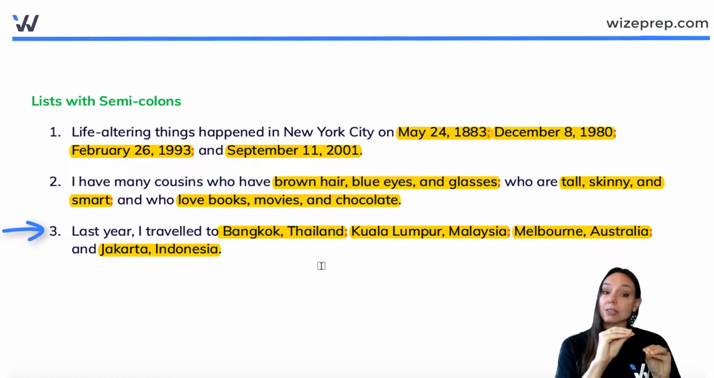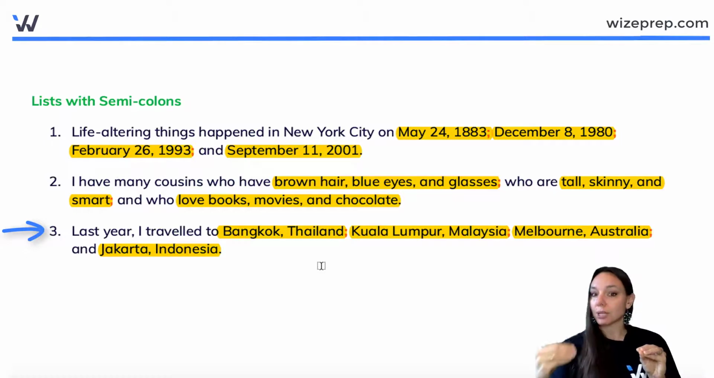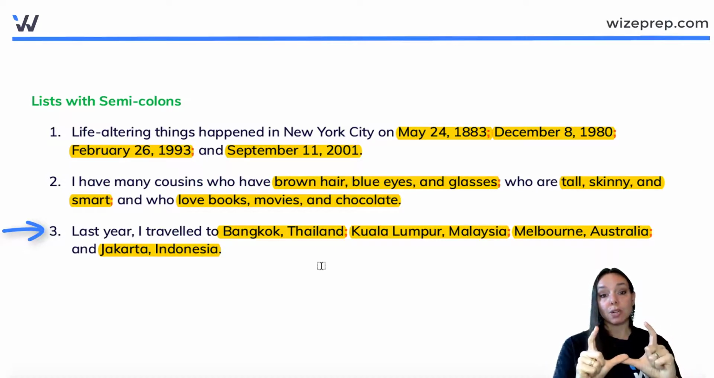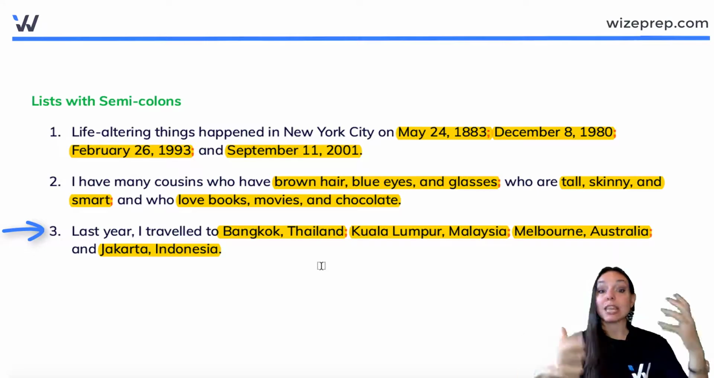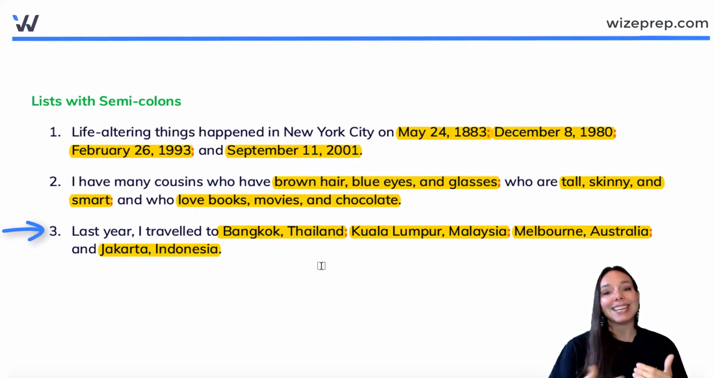And so because of the convention of listing city, comma, country, if we had Bangkok, comma, Thailand, comma, Kuala Lumpur, comma, Malaysia, comma, the distinction between the unit of city, country would be lost, and we would just have a bunch of locations separated by commas. So once again, we need semicolons to separate those items in a list.